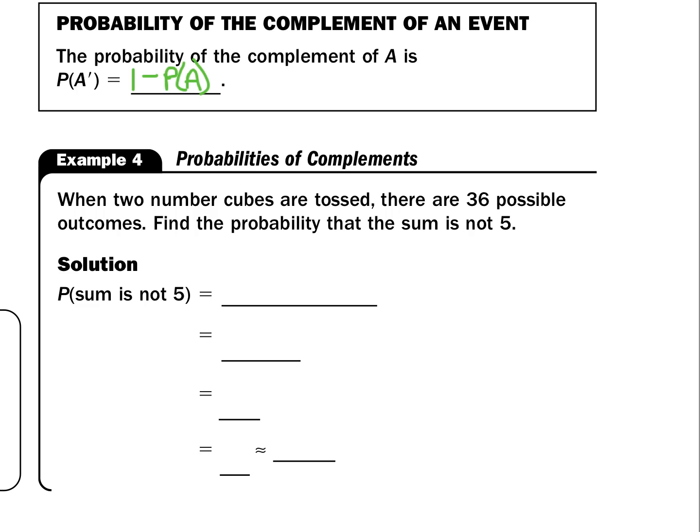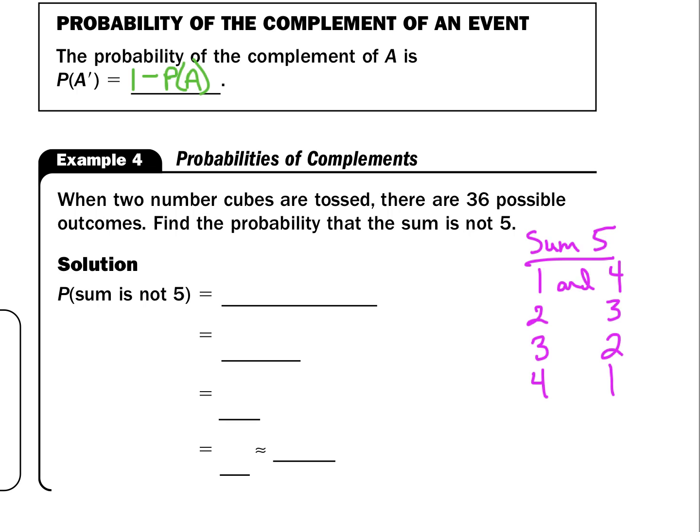So the way that we find the probability of a complement is we just do 1 minus the probability of the event occurring. So example 4 says, when two number cubes are tossed, there are 36 outcomes. Find the probability that the sum is not 5. Well, the easiest way to do this is to first figure out the probability of a sum of 5. The only ways that I can get 5 are 1 and 4, 2 and 3, 3 and 2, or 4 and 1. Remember, each die is separate, so I've got 4 different ways that I can come up with a sum of 5.